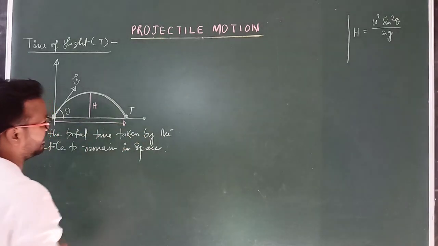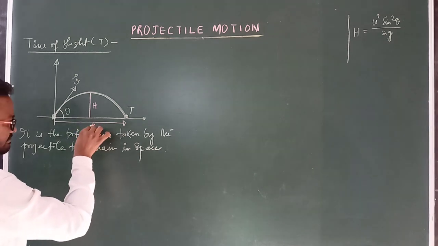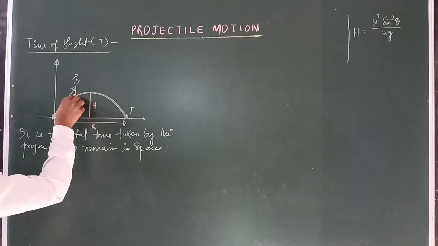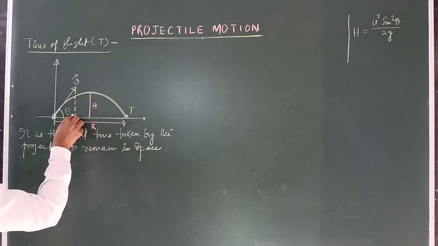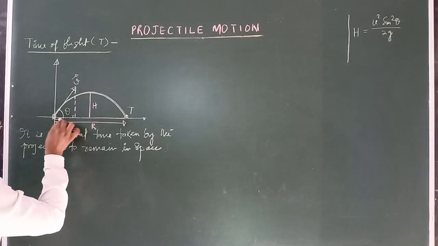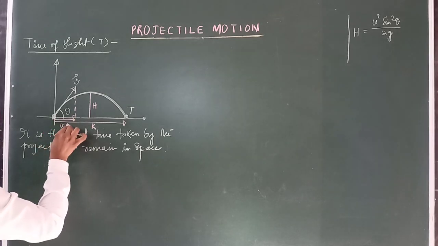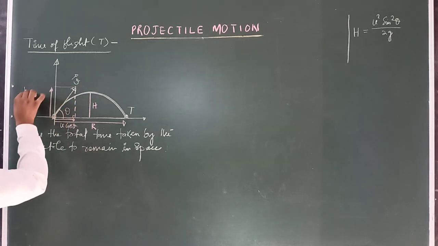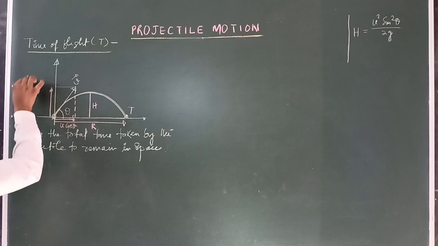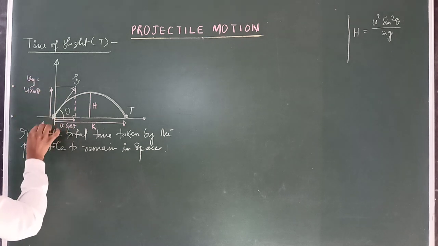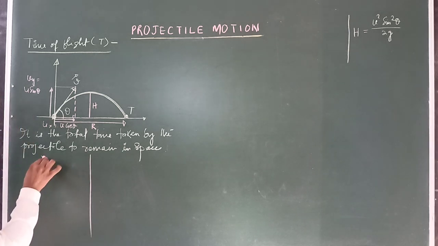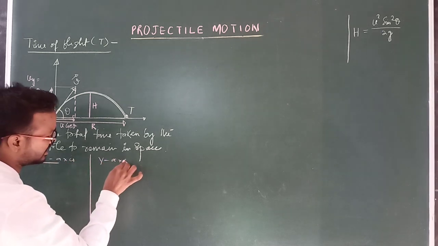Now we already know this is the maximum height, denoted by h, and the total horizontal distance travelled by the projectile is known as range, denoted by r. And if you want to write its components, this component is u cos theta, and this is the vertical component along the y-axis, u sin theta. It is denoted by uy, and this one by ux. Clear?